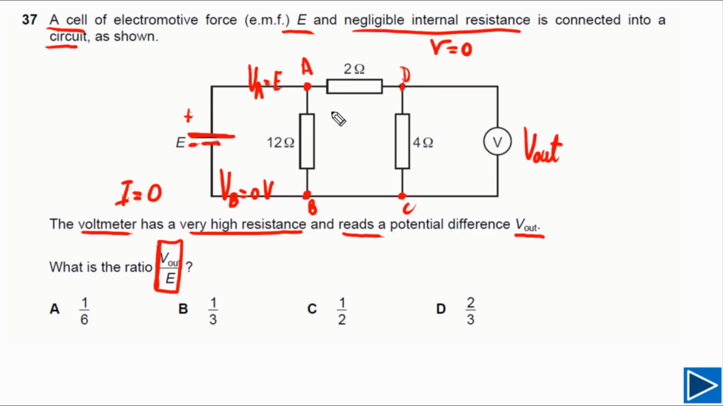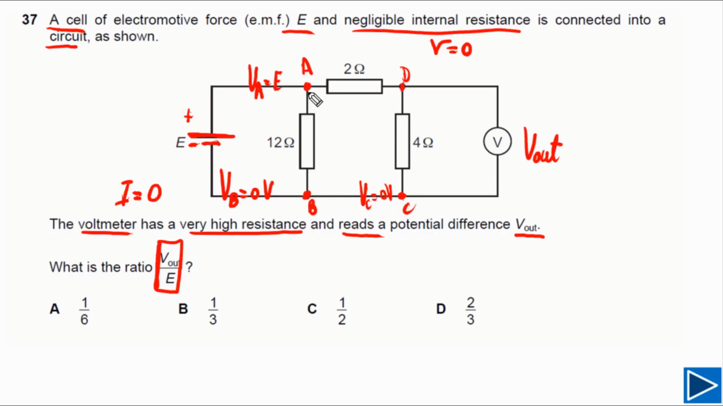Now let's move on to the next concept. If I ask you what is the potential at point C, you will also simply say potential at C is equal to 0 volt. Why? Because there is no resistor connected between B and C. Or you can simply say this is just an ideal wire.